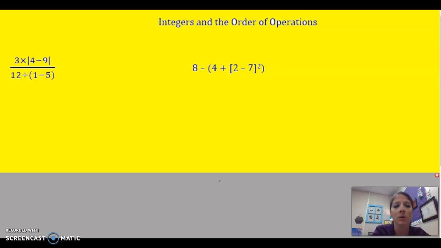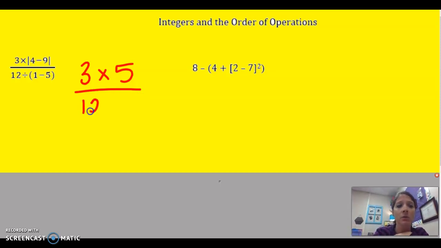So we're going to start working through 3 times, and I'm going to do that 4 minus 9, which is like a parentheses, by itself. So 4 minus 9 would actually be a negative 5. But since it's in the absolute value signs, it becomes a positive 5. And then we're going to do the bottom since there's another set of parentheses down there. So that's going to be 12 divided by, and 1 minus 5 would be a negative 4.